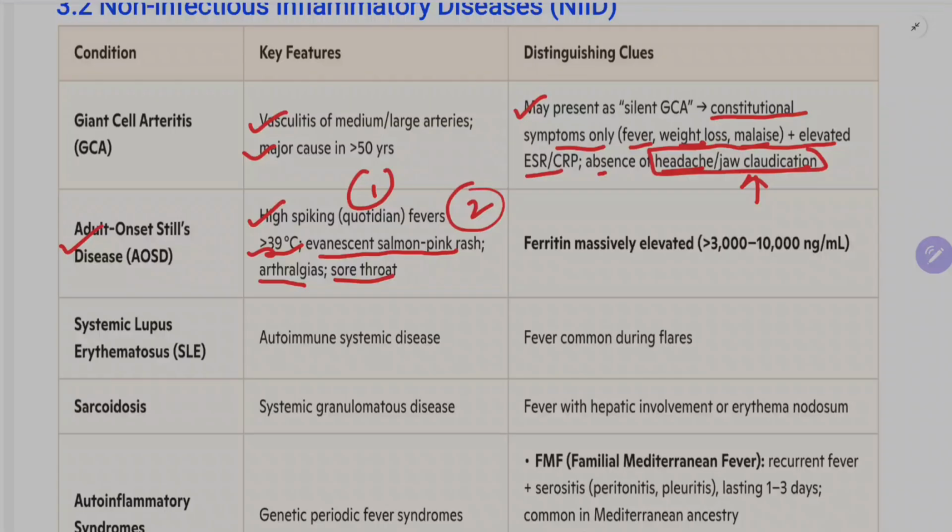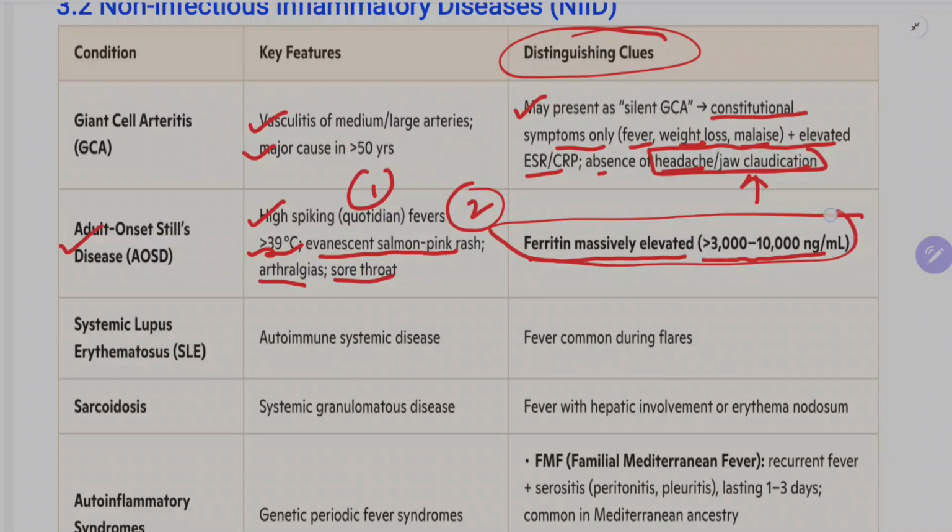Arthralgias, fever with rash, evanescent salmon pink rash. The pathognomonic or distinguishing clue here is that ferritin is massively elevated, more than 3000 to 10,000 nanogram per ml. So this one you should remember. Third is SLE. It is an autoimmune systemic disease, and fever is common during flares.